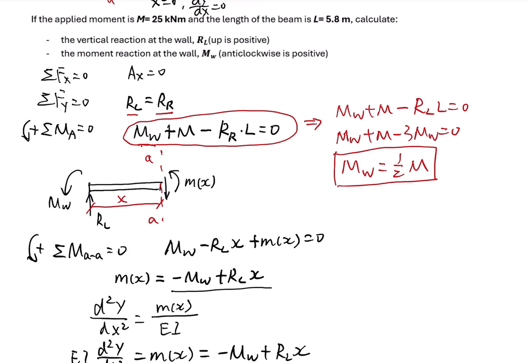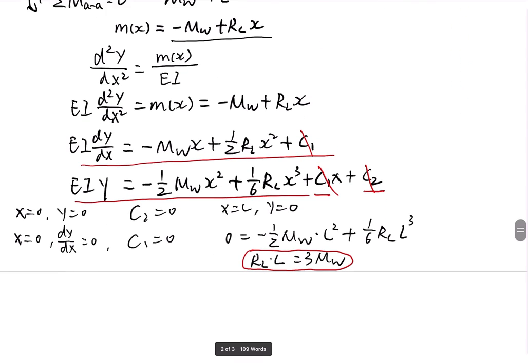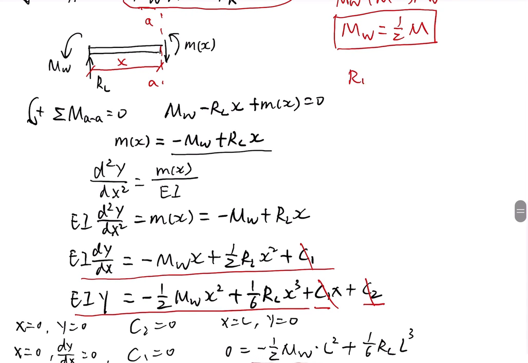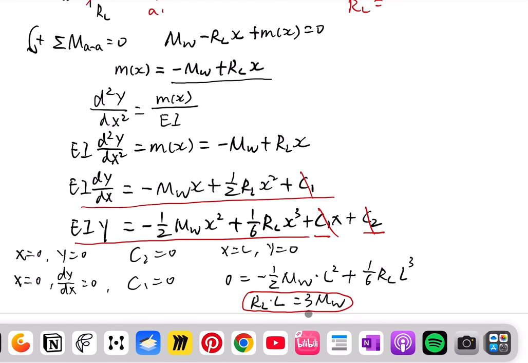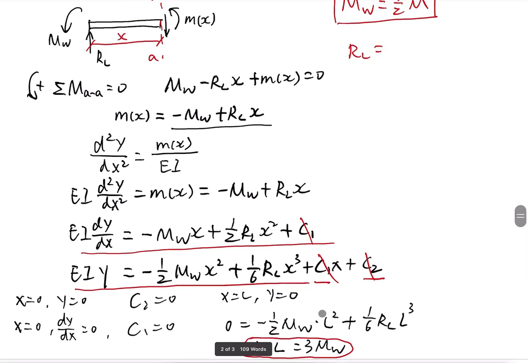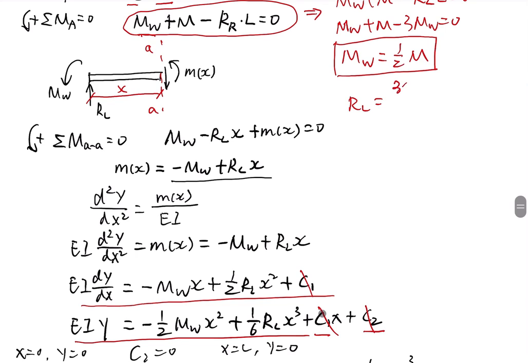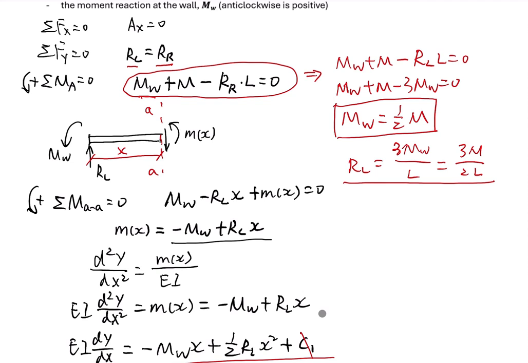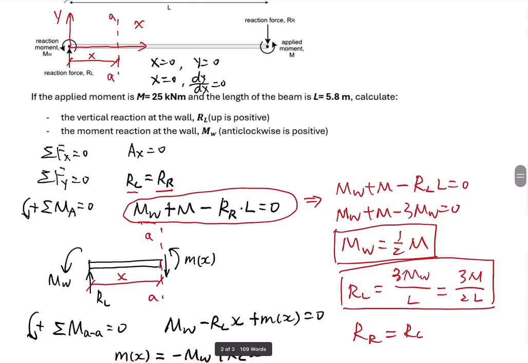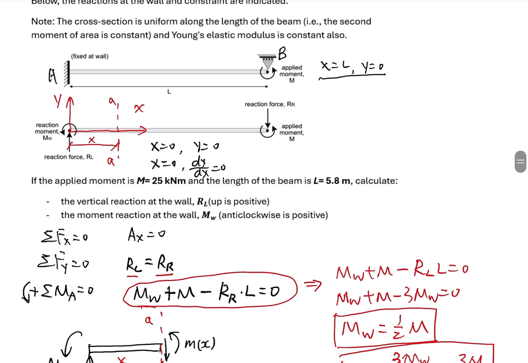Once we got MW, we can solve RL. So RL is equal to, as shown here, 3 MW over L. So it's 3 MW over L, which is equal to 3M over 2L. So this is the reaction force RL, and RR equal to RL. So these are the reaction forces shown here.